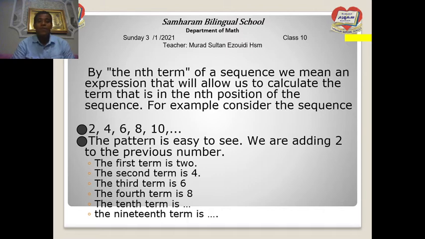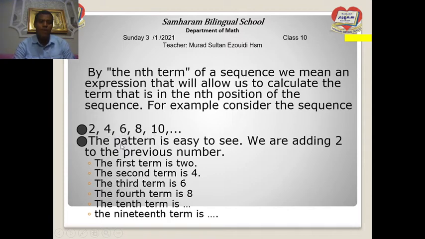By the nth term of a sequence, we mean an expression that will allow us to calculate the term that is in the nth position of the sequence. For example, consider the sequence 2, 4, 6, 8, and 10. You can see that the nth term of this arithmetic sequence is equal to 2 times n. When n equals 1, 2 times 1 is 2. When n equals 2, 2 multiplied by 2 is 4, and so on.